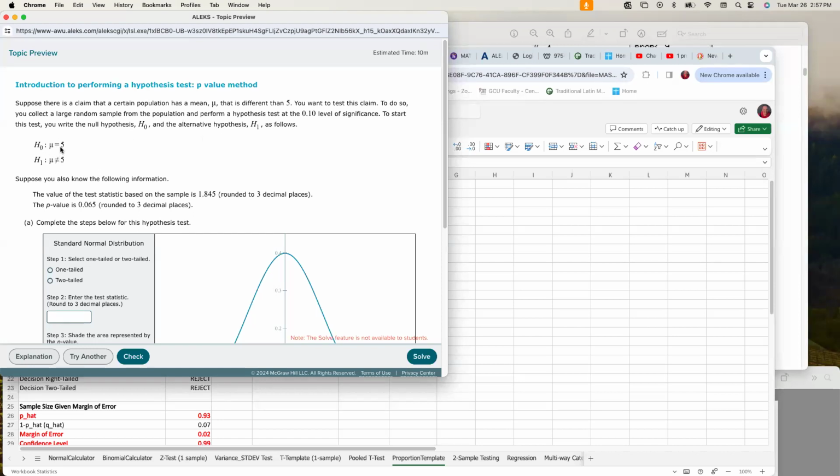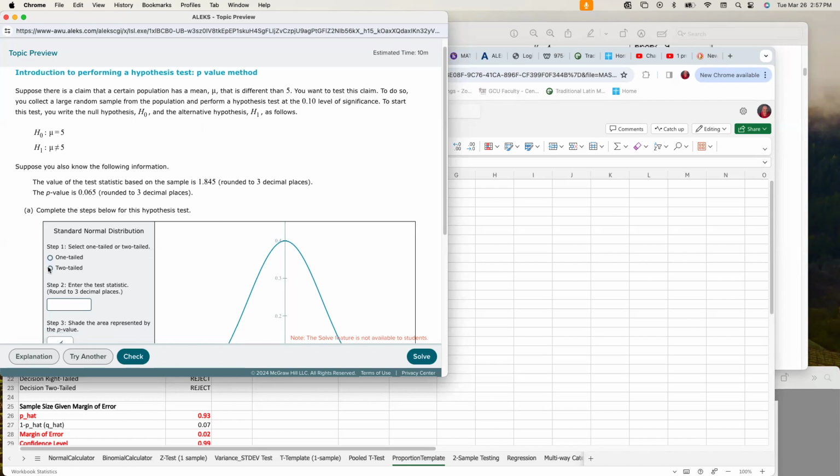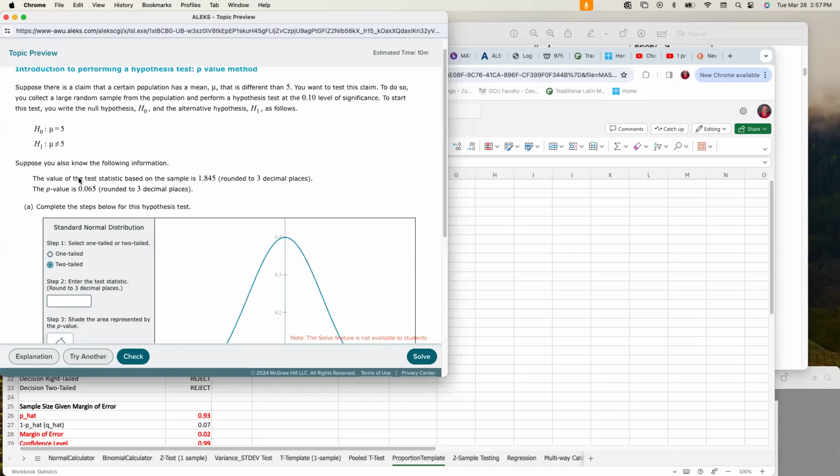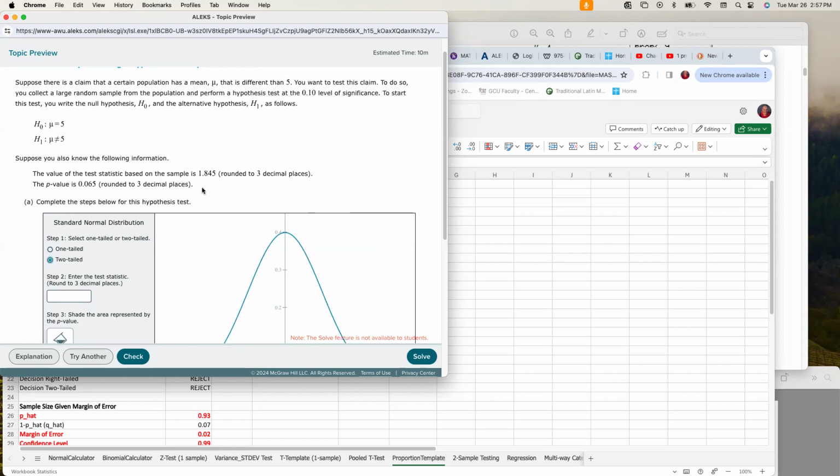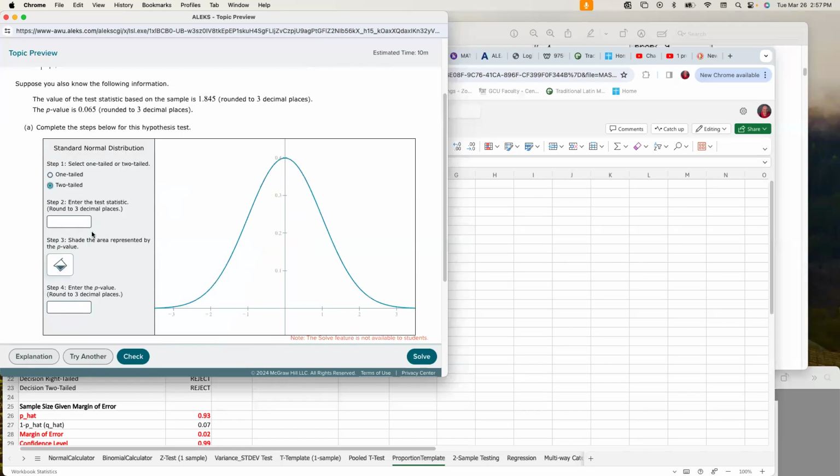The hypotheses are mu equals 5 and mu not equals 5. So that's definitely going to be a two-tailed test because of the not equals. They do give you the test statistic, which is 1.845. So we want to go ahead and enter that in. Now it says to shade the area represented by this p-value.